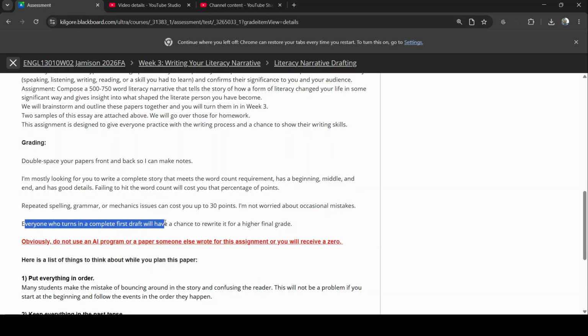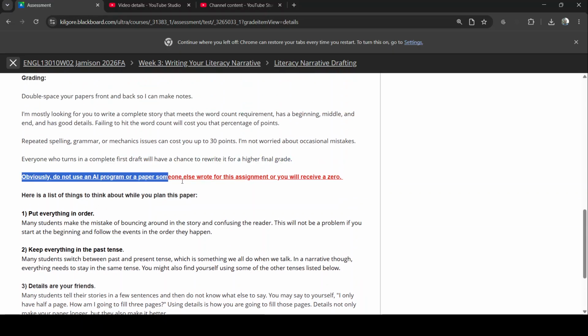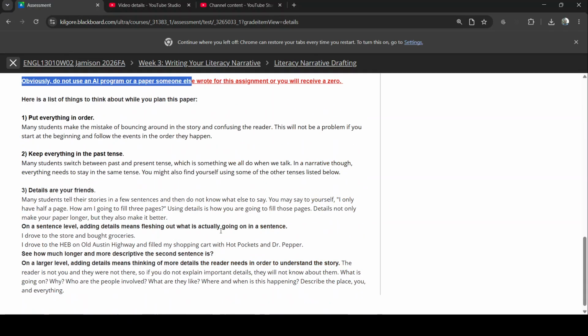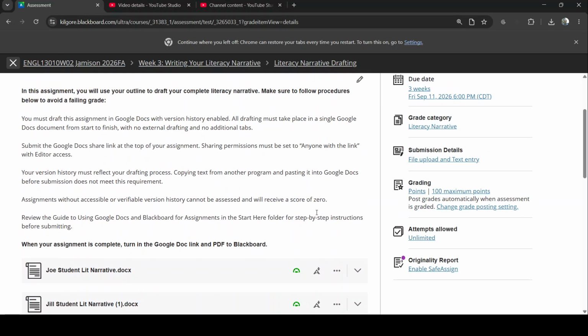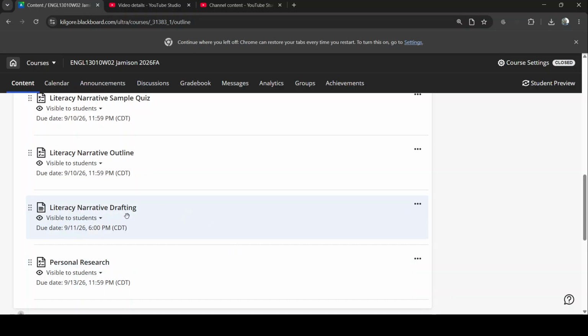Everyone who turns in a complete draft that doesn't try to cheat or anything like that will be able to rewrite it for a higher grade next week. Obviously, do not use AI for this. It won't really be able to do a very good job anyway, because this story is about you, and it's telling a story about your life. So review all of these expectations that I have, and then go ahead and write your essay to the best of your abilities. Turn that in by Friday, the same way that we did the other ones.